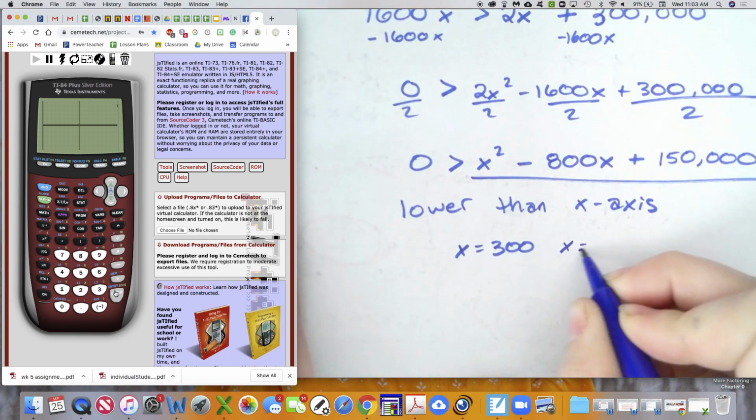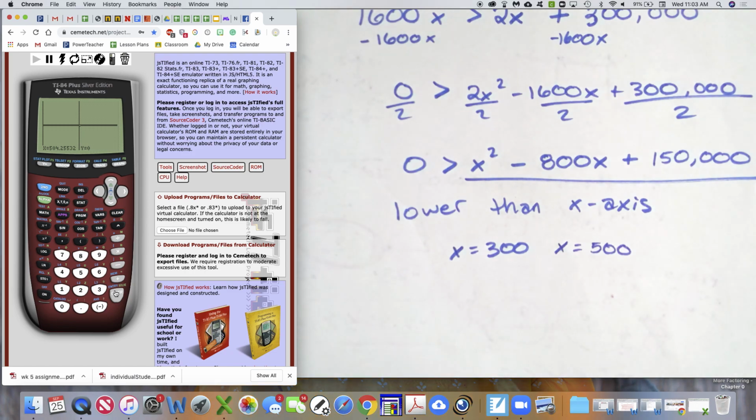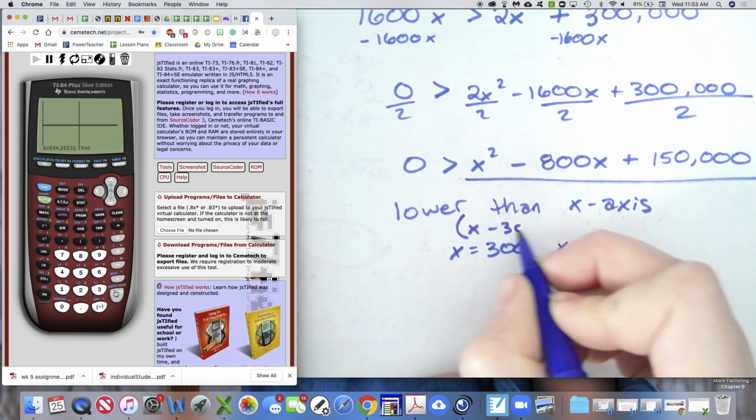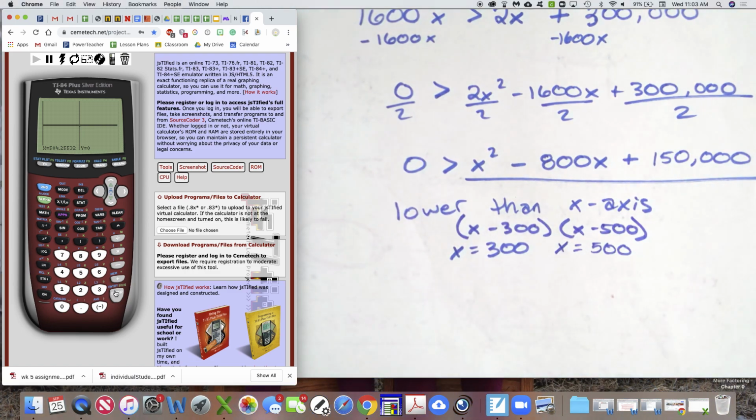Wouldn't that make sense, though? Because if it was 300 and 500, listen to this. That means x minus 300 and x minus 500, right? We're so silly. Negative 300 minus 500 is negative 800, but if I multiply those together, I get 150,000, yeah?